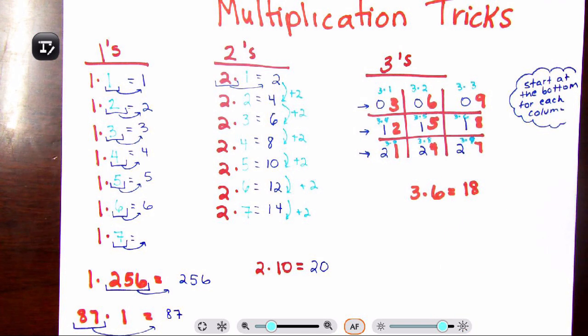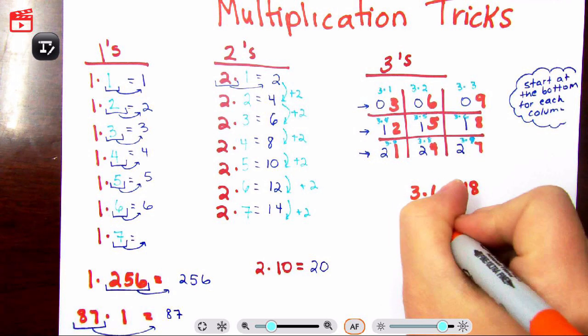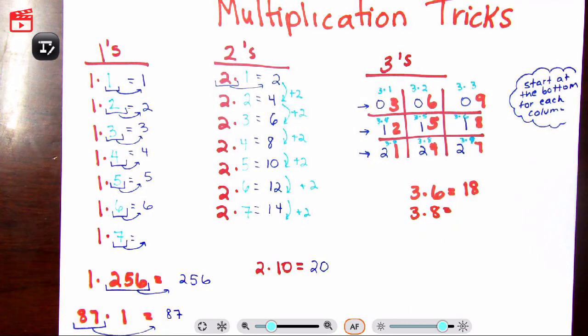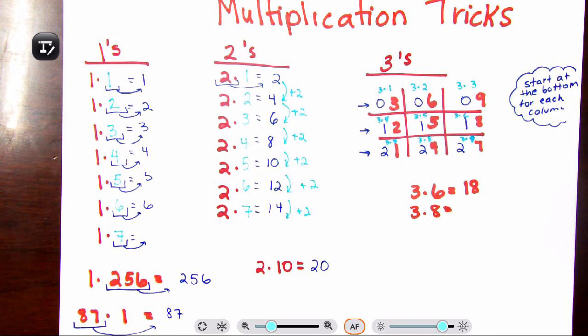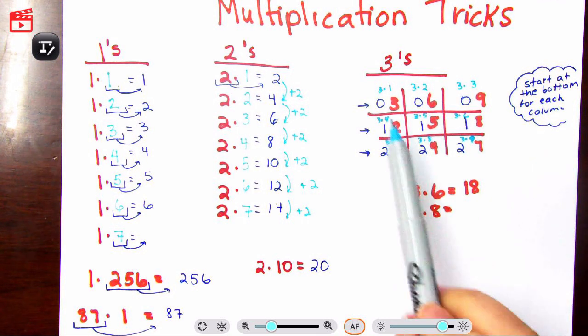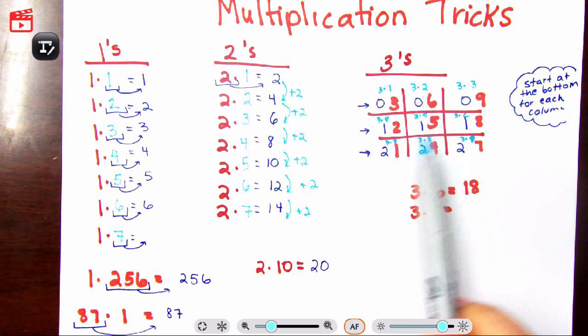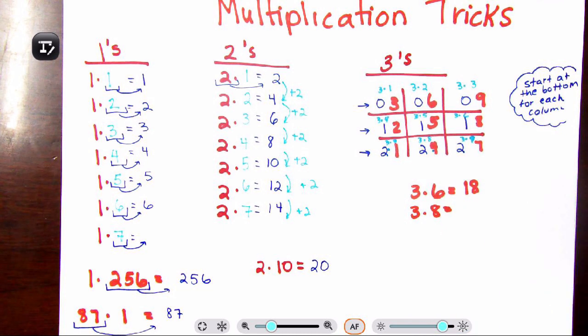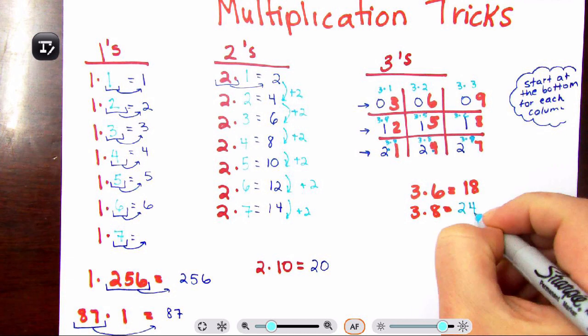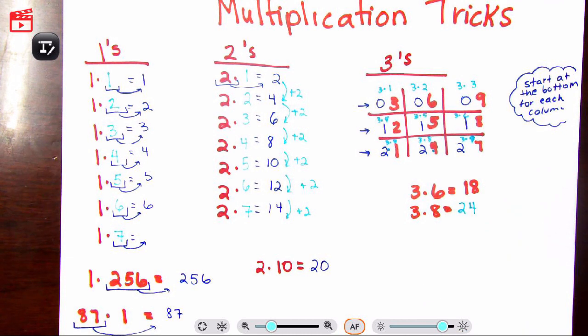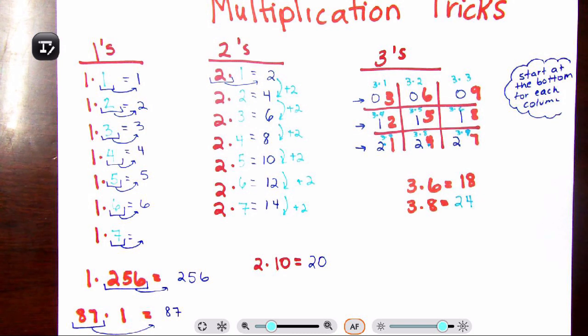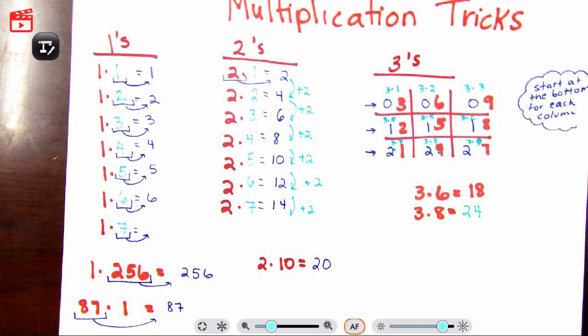Let's do another one. 3 times, let's do 3 times 8. I don't know what that is, so I'm going to make this table real quick. It only took me a few seconds to make that table. And I have 1, 2, 3, 4, 5, 6, 7, 8, and I have 24 there. So 3 times 8 is 24. So that's your tricks for threes. Let's move on to number fours.